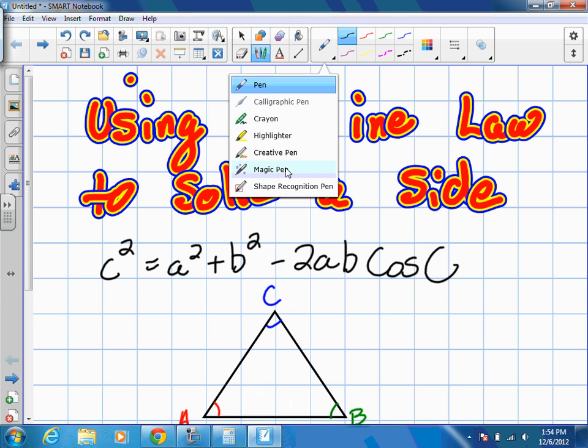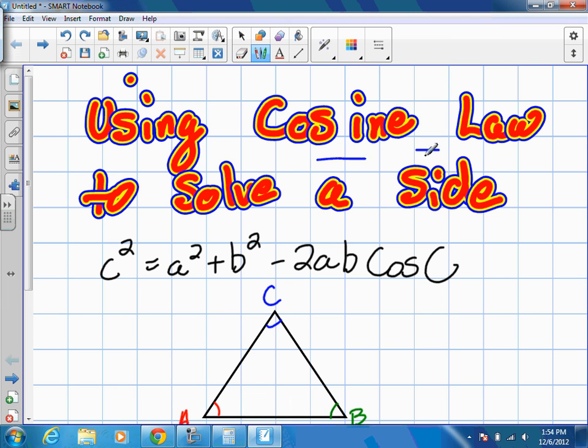Okay, today we're going to go over cosine law, okay? But we're only going to use cosine law to solve for a side. After our quiz Monday, we'll actually go into how to use it to solve for an angle. We're specifically focusing on a side.